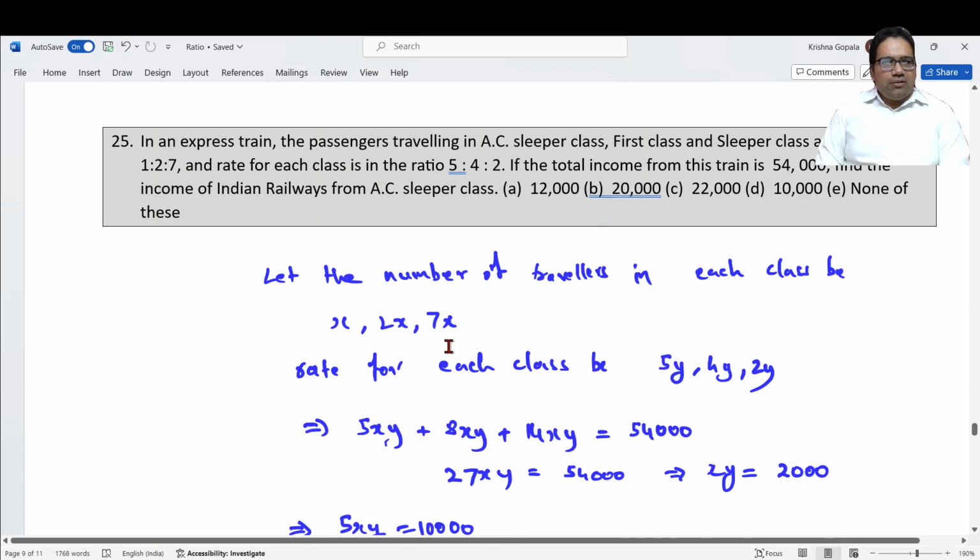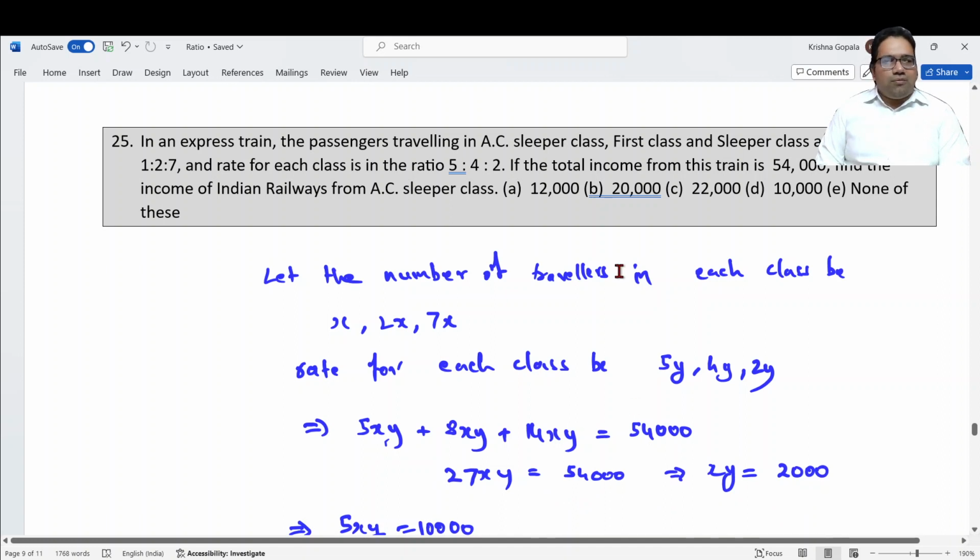Right, x into 5y plus 2x passengers at 4y price, 2x into 4y, plus 7x into 2y. 5xy plus 2 4s 8xy plus 7 2s 14xy is equal to 54,000. That means 8 plus 14 plus 5, which is 27xy equal to 54,000. What is xy? xy equal to 2,000.